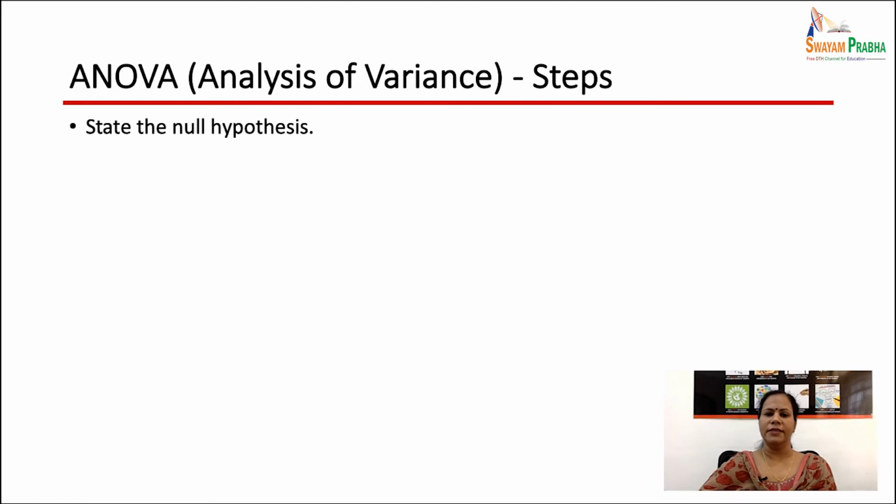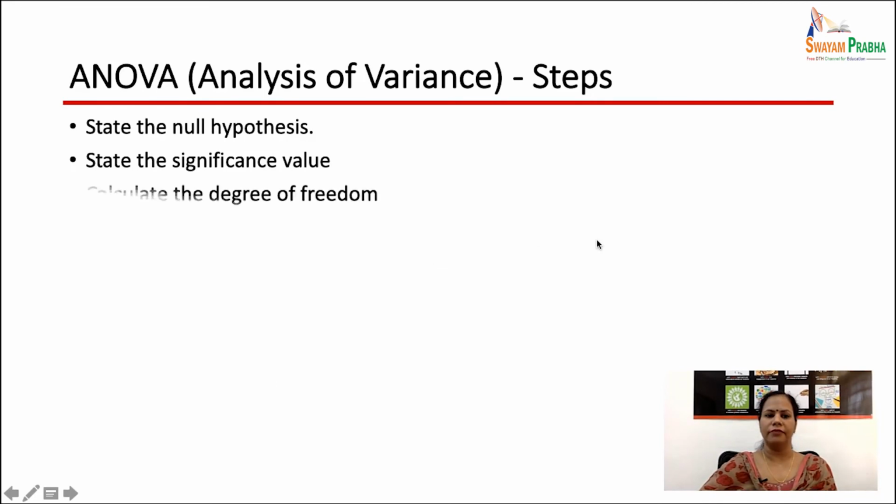So what are the steps of analysis of variance? Here also, first of all, you have to state the null hypothesis. The null hypothesis, as I told you, says that there is no difference between the means of the different groups. Then you state the significance value, that is, at what level of significance you find out the difference between the means. So mostly we keep the significance value at 0.05.